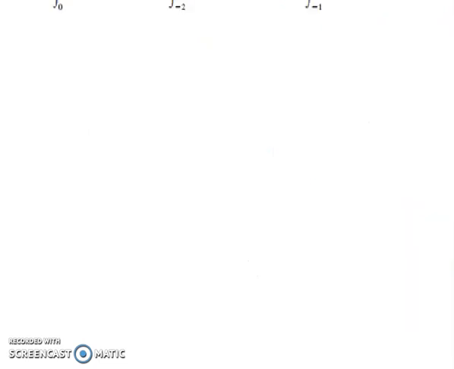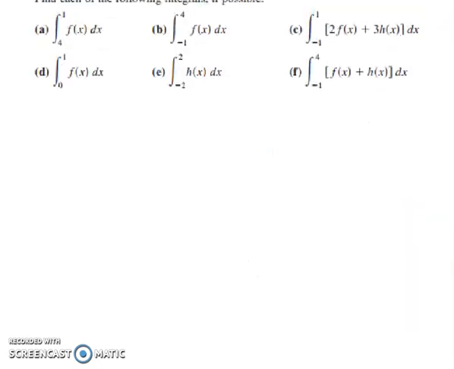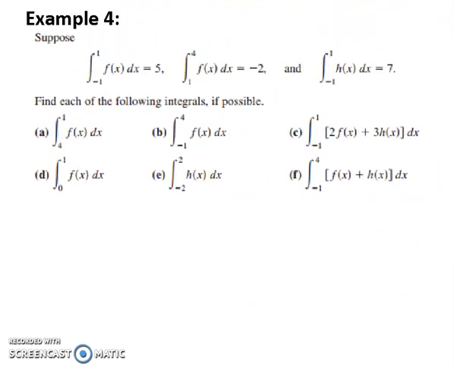Okay, so using some of those rules, we just have some random information here about two functions, f of x and h of x. We know that the integral from -1 to 1 for f of x is 5, and then the integral from 1 to 4 for f of x is -2, and then the integral from -1 to 1 for h of x is 7. So based off of those three pieces of information, we want to find these other 6 integral values. So A wants us to find from 4 to 1 for f of x.